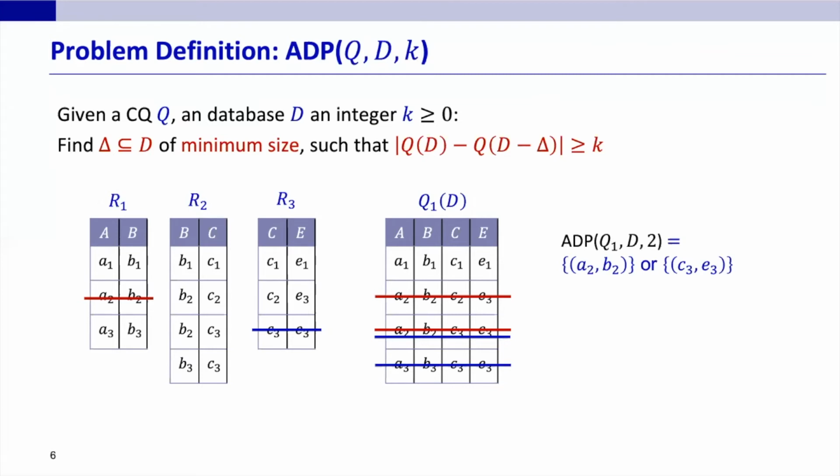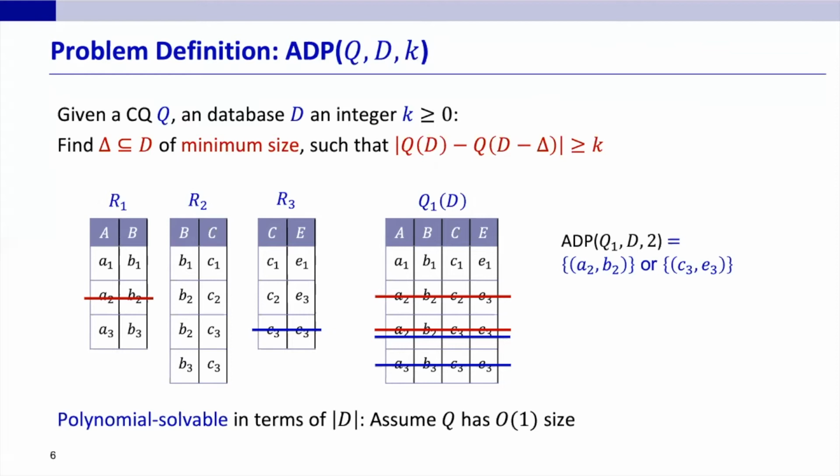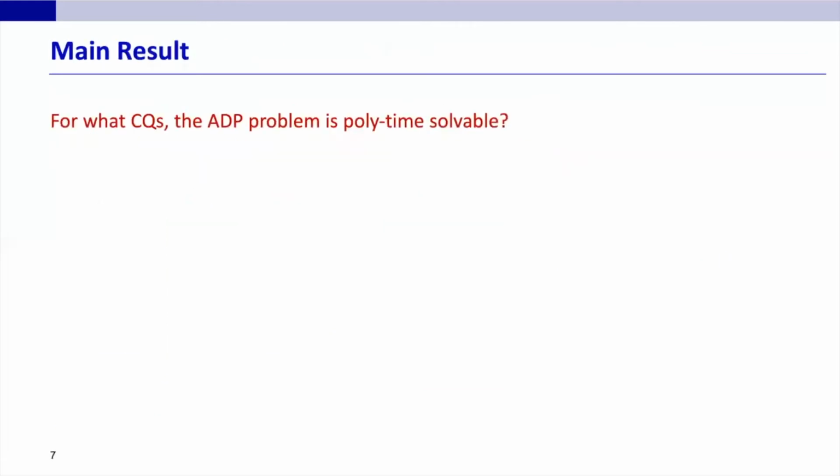We studied the complexity of this problem. We consider the query to have constant size and use the number of tuples in the database as complexity measurement. And in this paper, we want to answer this question: for which class of conjunctive queries is the ADP problem polynomial-time solvable? We give an algorithm that can take the query as input and efficiently decides whether ADP can be solved in polynomial time on Q for all instances and all values of k.